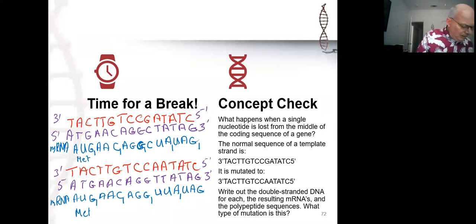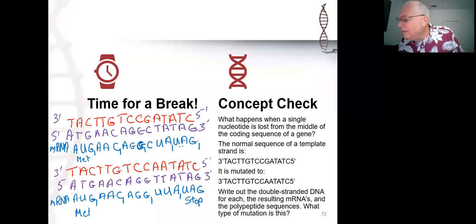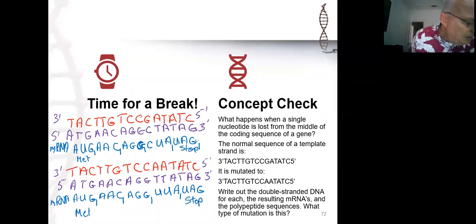Let me get out the code. So it's page 341. So UAG is a stop. So that I was correct. That's a stop. And that's a stop. CUA is a leucine. Whereas UUA, well, UUA is also a leucine.